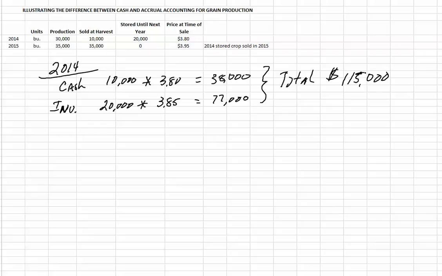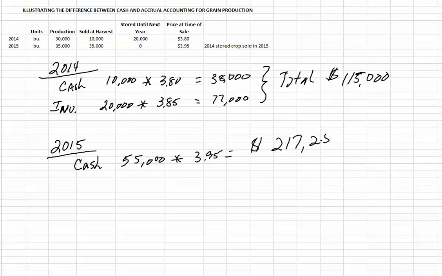Now, what happens in 2015? Well, in 2015, you actually have a cash sale. Again, we're going to assume that everything is sold in 2015 for this illustration. You'd have a cash sale of 55,000 bushels, and you're going to sell those at $3.95. Okay? And we know that turns out to be $217,250. However, you had an inventory value of 77,000 at the end of 2014.